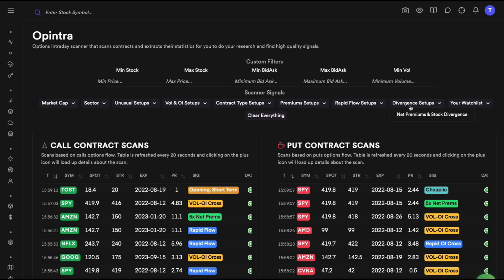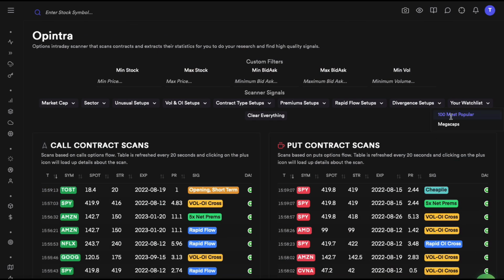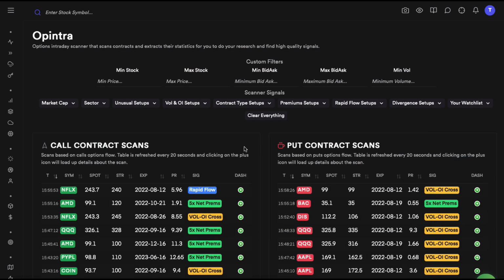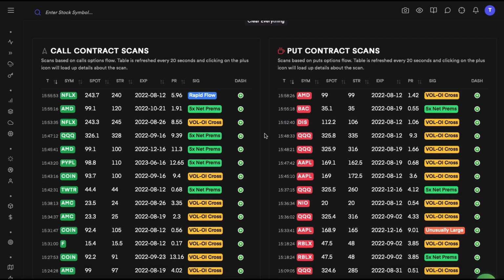Okay, divergence is rapid flow setups. You can filter everything that you're seeing in these tables based on your own watch lists as well. Okay, so let's start with the first two tables, which are just scans based on calls and puts contracts. We are going to keep looking at how flow is coming for different contracts, and anytime we see something meaningful, we are going to create a signal and a scan for that, and we are going to publish it here.